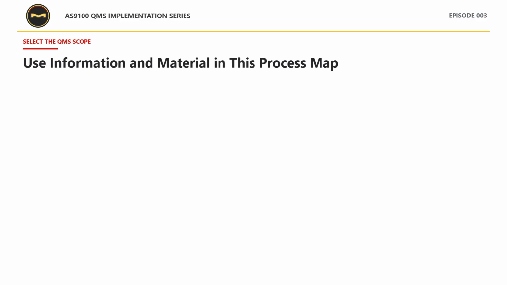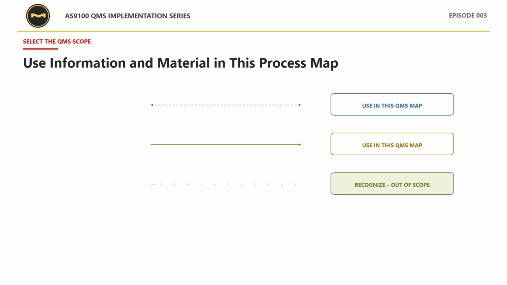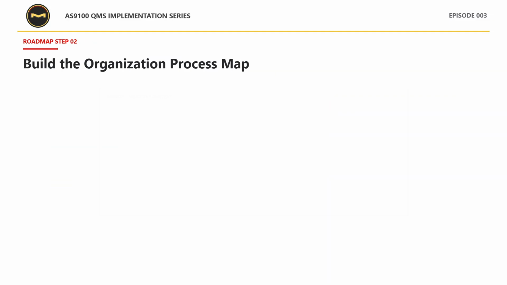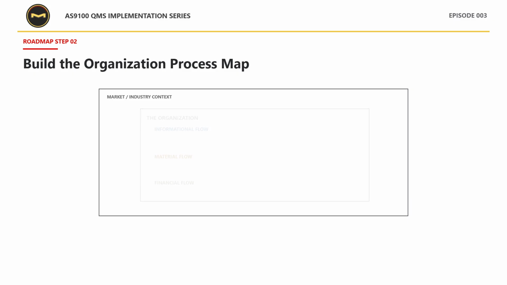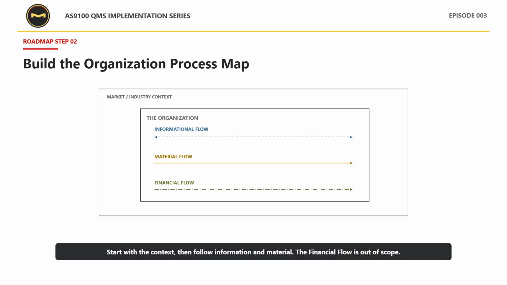For this process map, we will use two flows, information and material. Information explains what is required and what happened. Material shows how product moves. Financial flow is real, but we will keep it outside this map so the picture remains clear. We will build the map from a blank page. First, we will establish the company context and process families. Then we will add each process and complete the informational network before drawing the physical material path.